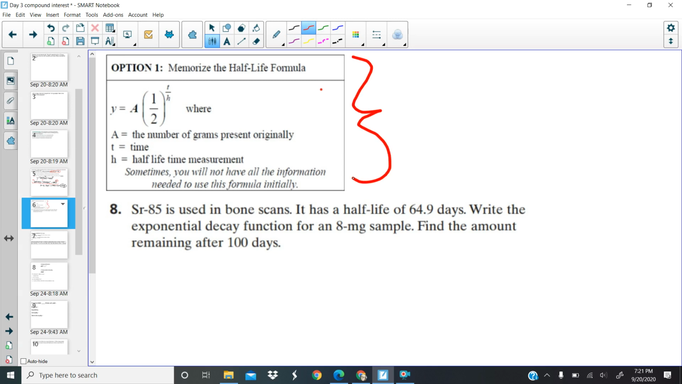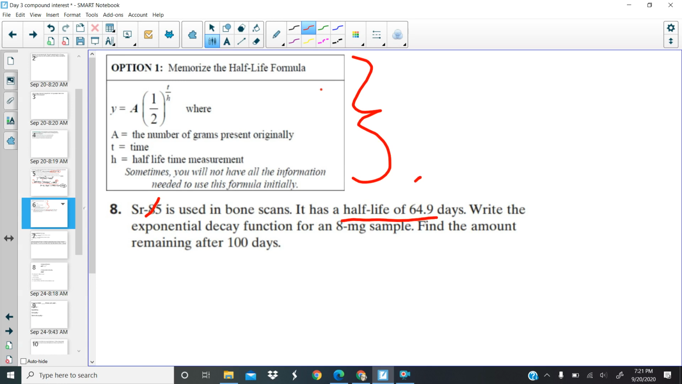So it says Sr-85 is used in bone scans. First off, I know that there's an 85 right there, but that's not a number that we're going to be using in solving this. That's just the name of the element. So Sr-85 is used in bone scans. It has a half-life of 64.9 days.